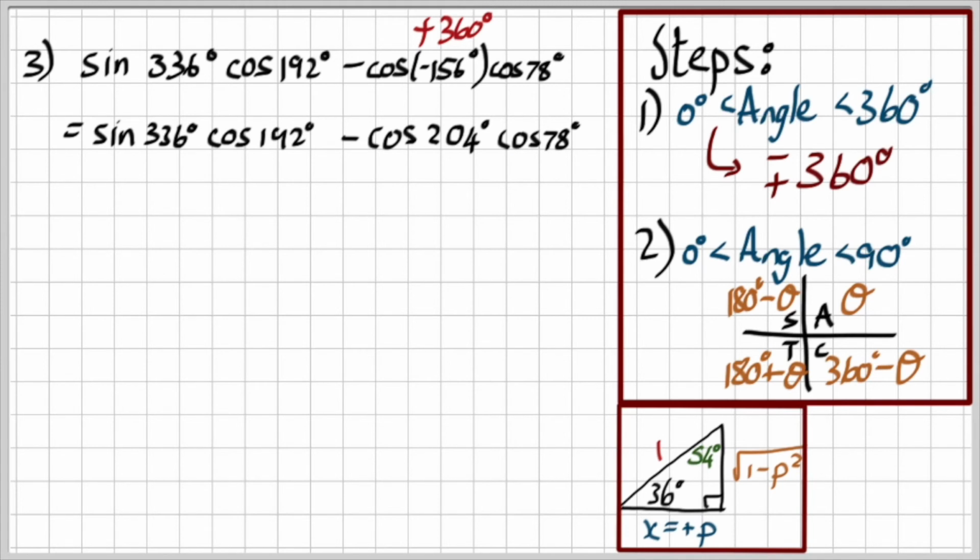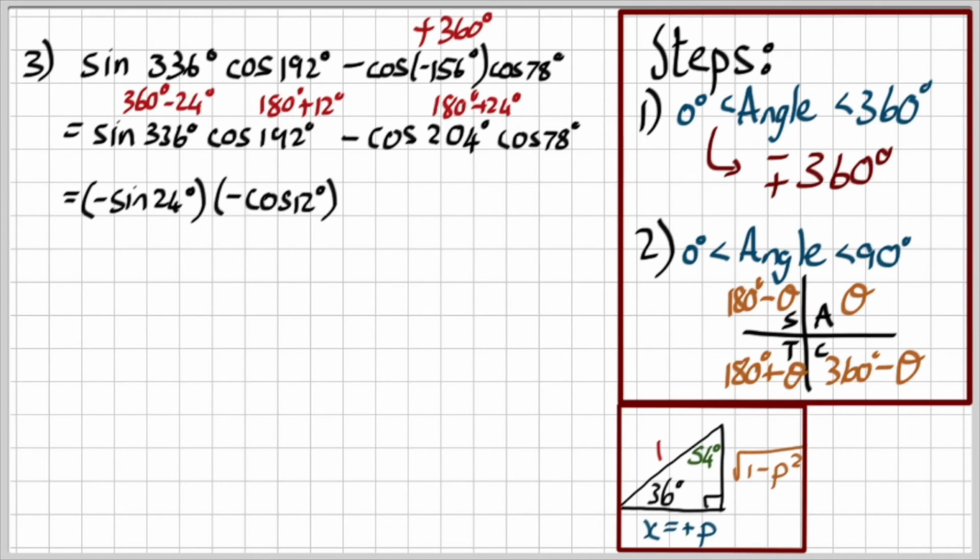I love to do it step by step so I don't get confused about where I am in the sum. Then I want to get my angles between 0 and 90. So I'm going to look at each of them, reducing them by looking in which quadrant they are. So the first one is negative sin 24 degrees. The second one is negative cos of 12. The third one is negative cos of 24. And the last one is fine. I'm not going to worry about it.